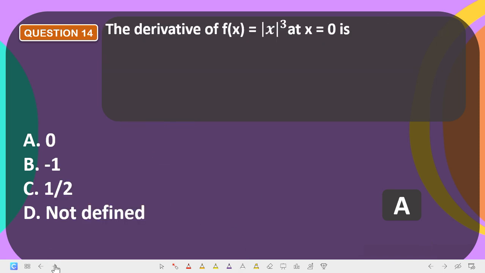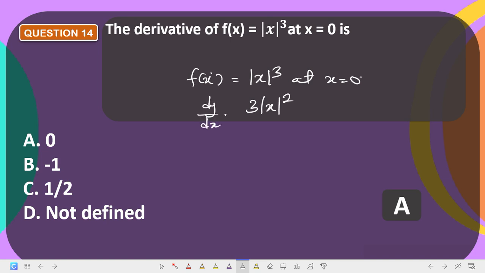Now the next question. The derivative of f of s, the absolute value, at s equals 0. What will be the answer? If you differentiate this, what will it give you? 3 times s squared. Are we getting it? That is our dy/ds.